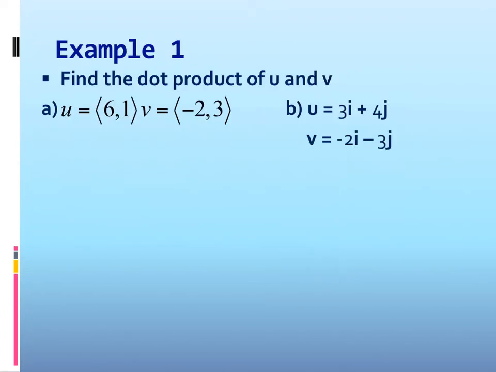Example 1 says, find the dot product of U and V. So I take and multiply 6 times negative 2, and I add it to 1 times 3. Negative 12 plus 3, which is negative 9.